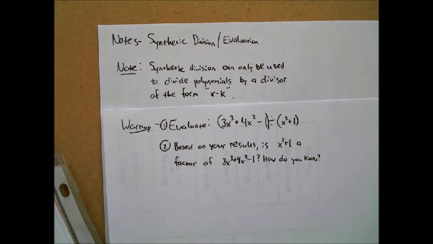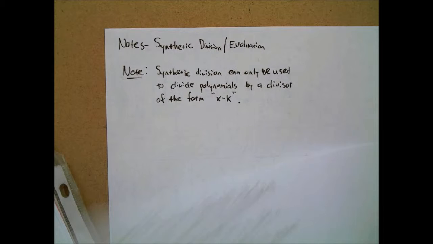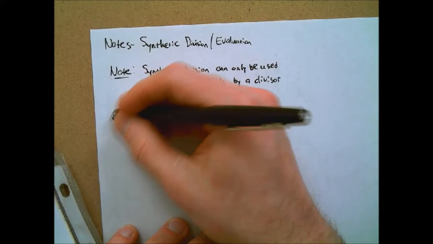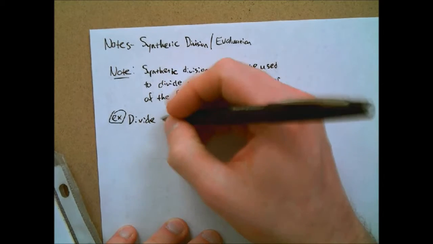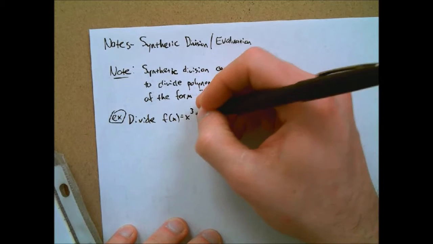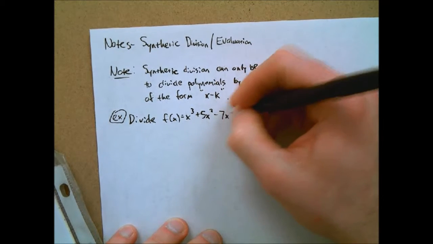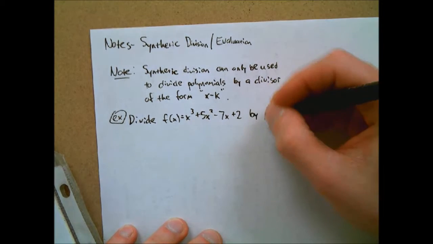Had to. Okay? But for the special cases where we divide by x minus k, we'll be able to use this synthetic division. So let me show you how we're going to do that. So here's an example. And we'll do a few so you get the hang of it. Divide f of x, which is equal to x cubed plus 5x squared minus 7x plus 2. Divide that by x minus 2.